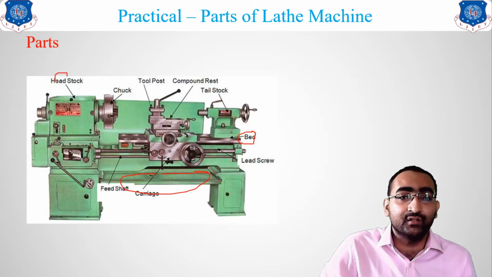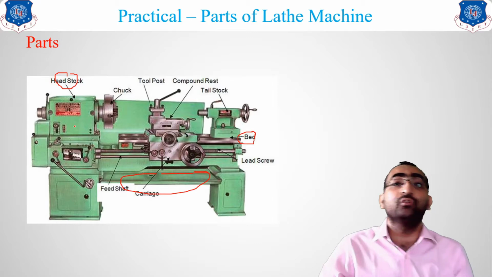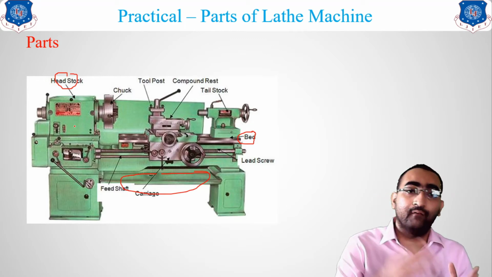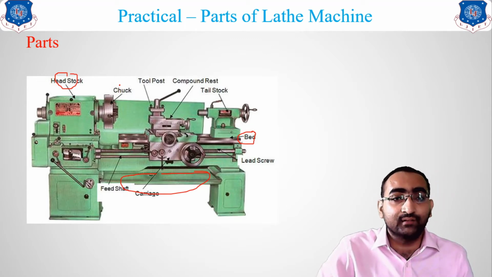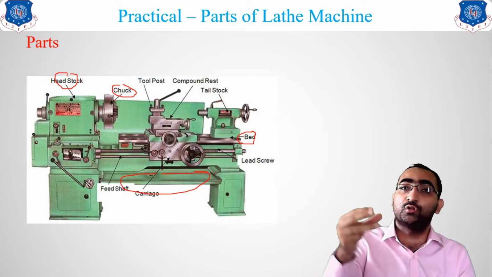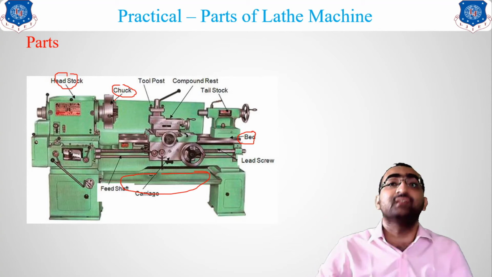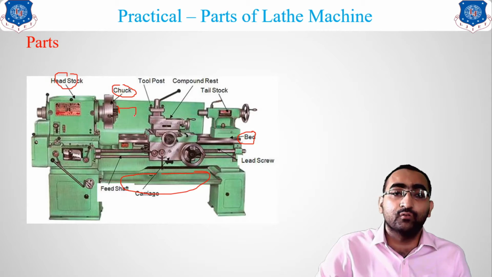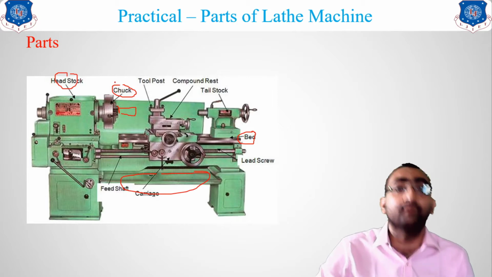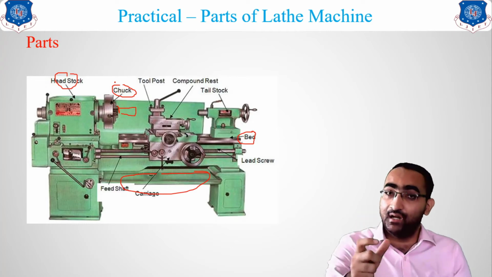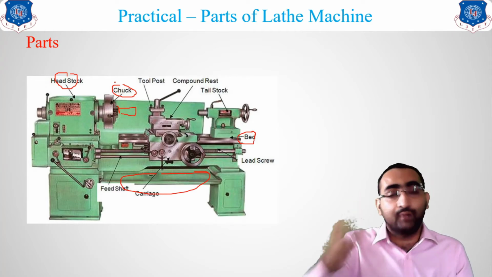Second comes the headstock. The headstock is the part which generates the power. From the headstock there is a chuck located. In this chuck there is a grip, a 3-jaw or 4-jaw chuck, and in between the jaws we place our workpiece. The headstock supplies the power, and this chuck moves at a very high speed, as in the principle we have studied, where the workpiece is kept in the headstock and rotated at a very high speed.